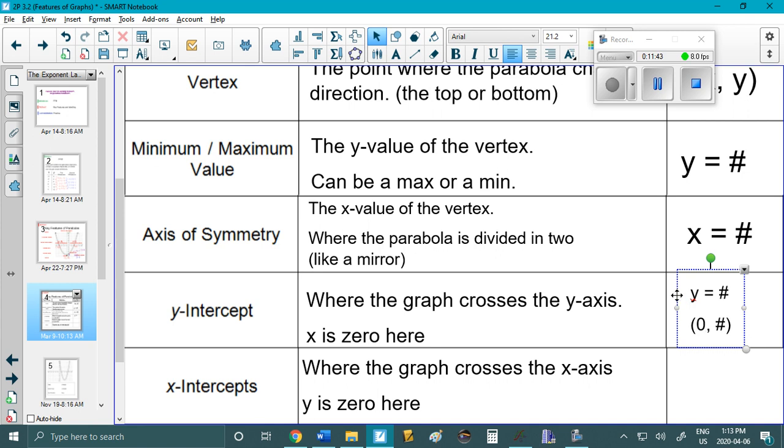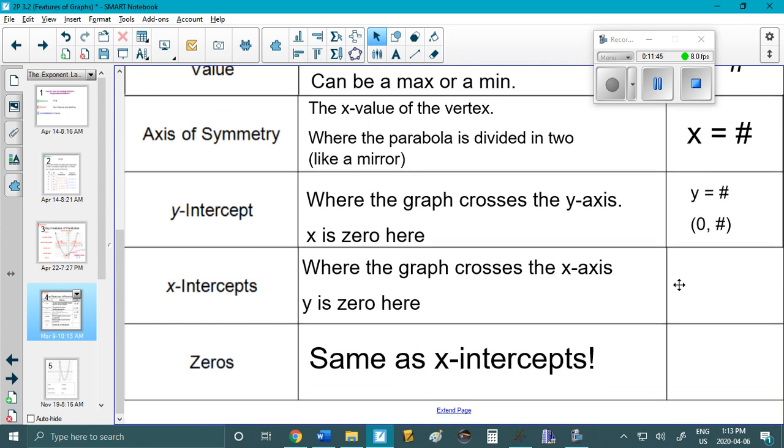And again, if this doesn't make sense, don't worry. The examples should really help. Where the graph crosses the x-axis, the x-intercepts will be x equals a number, and that'll be the number, comma, 0 for each one, and the zeros are going to be the same. So again, if you haven't followed along yet, that's okay. The examples are really where it's going to count, and they are on the next page of your handout.